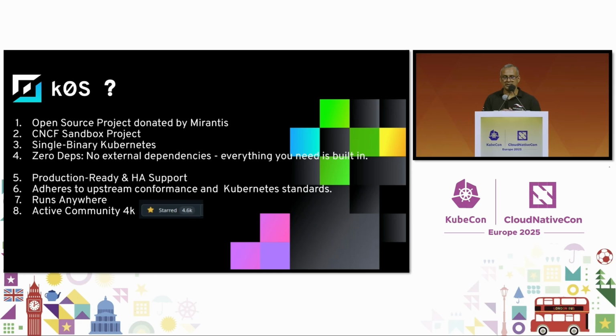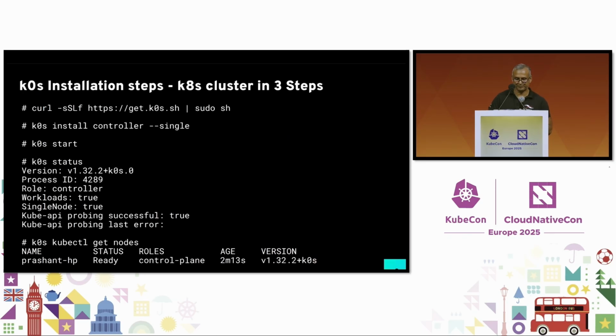Right, so what is K0s? It is an open source project donated by Mirantis. It is currently in the CNCF sandbox. It is a single binary Kubernetes, so it has zero dependencies; you just download it and install it without anything. You will get a cluster within minutes. It's production ready and has HA support. It adheres to all the Kubernetes standards, and it runs anywhere, everywhere, and has a very active community.